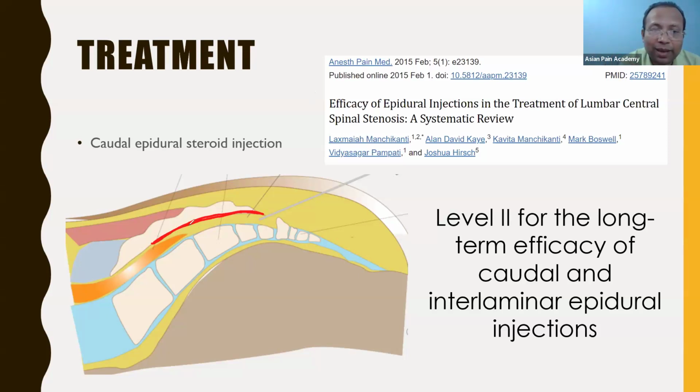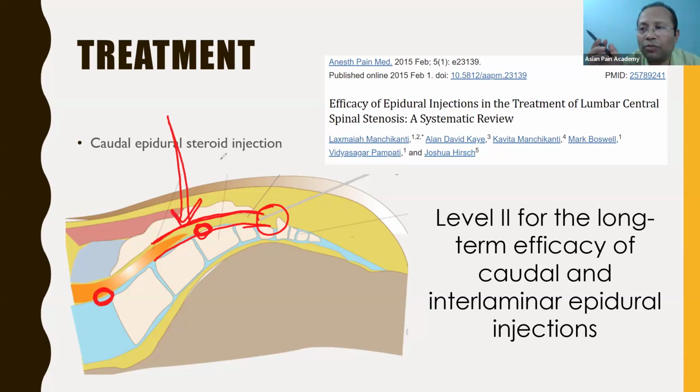Then this is the epidural space. If you go backside... So the thing is that when we are going in caudal epidural, this whole area is epidural space. It doesn't matter whether you go through the caudal entry or from the transforaminal lateral entry, or from the posterior side, interlaminar entry.